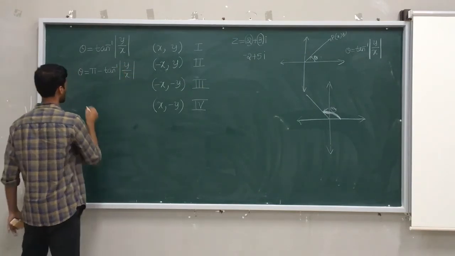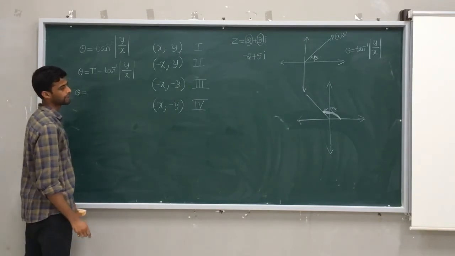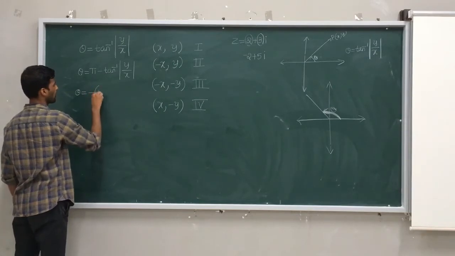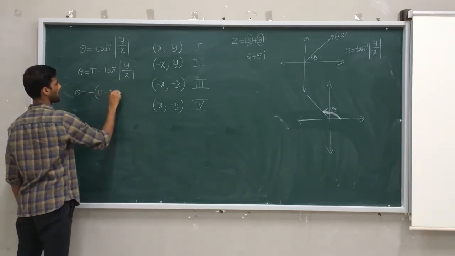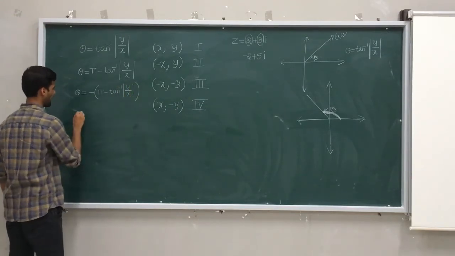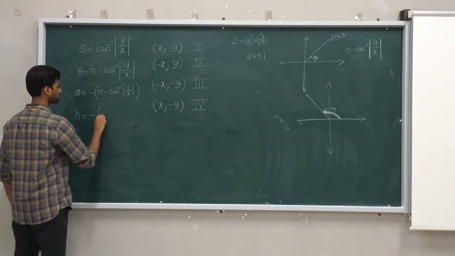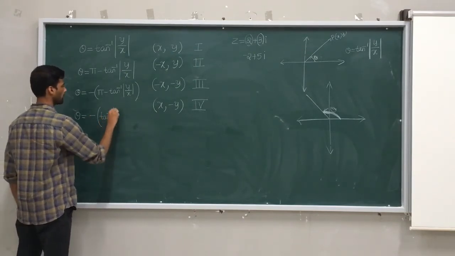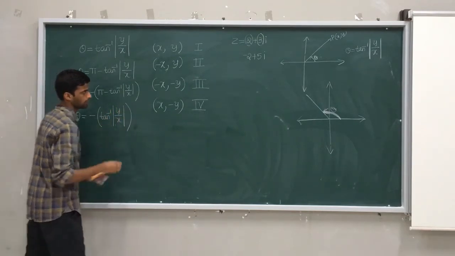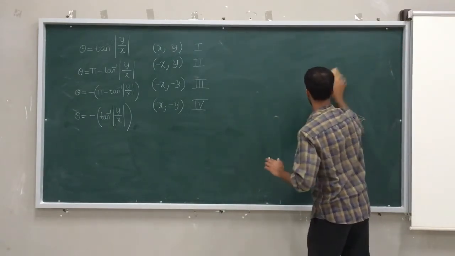Okay. In the third quadrant, theta is given by, the third quadrant is a replica of this. Yes or no? It is nothing but minus of pi minus tan inverse of y by x. This thing you will always keep in mind. And the last quadrant is a replica of the first quadrant. Therefore, it is minus of tan inverse of modulus of y by x. Okay? So keep all these things in mind for better understanding of the problem.